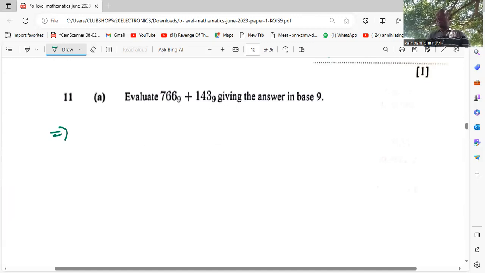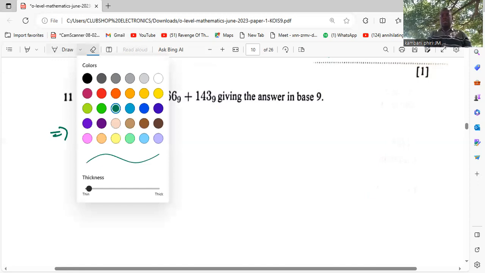All right. Number 11, we want to deal with number bases. So we are adding these numbers which are in base 9, meaning that if it is in base 9, you can only have digits from 0, 1, 2, 3, 4, 5, 6, 7, up to 8. These are the numbers that we need. Okay, so how do we handle that?